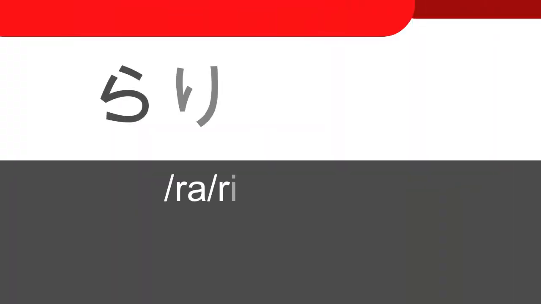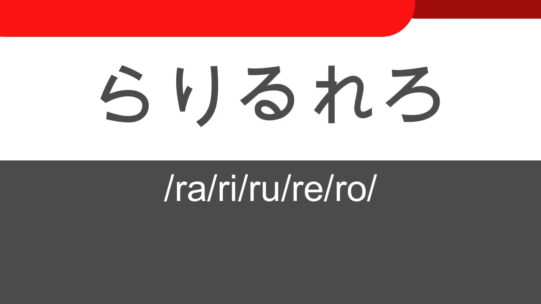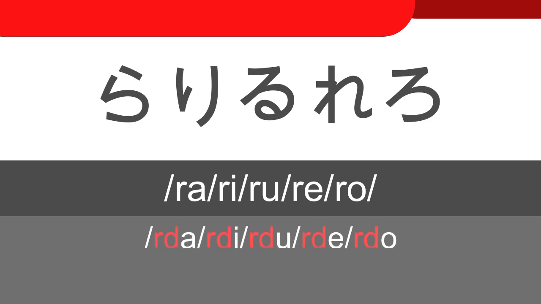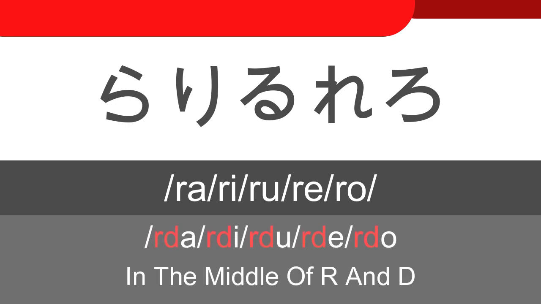And the second point is how I pronounce it. I pronounce it ra, ri, ru, re, ro. And if you notice, it sounds not like R, but not like D either. So it's in the middle of R and D. I don't pronounce it like the rhotic R, like ra, ri, ru, re, ro.